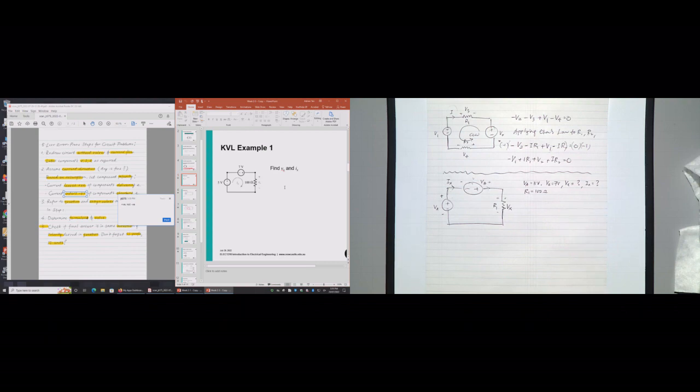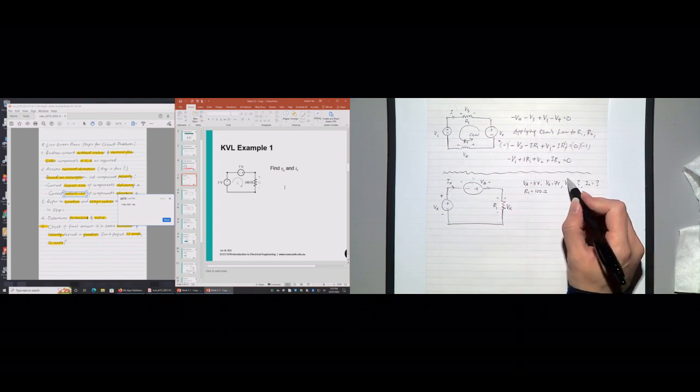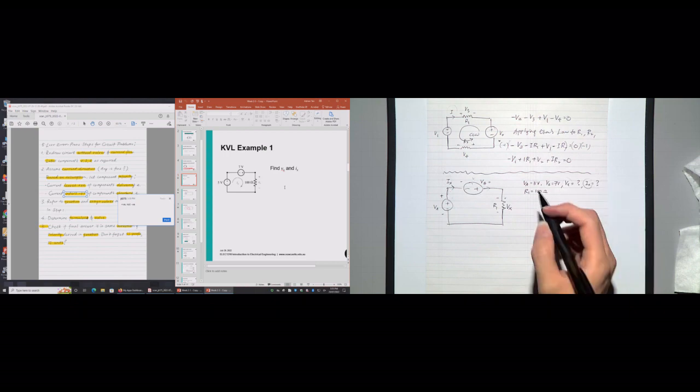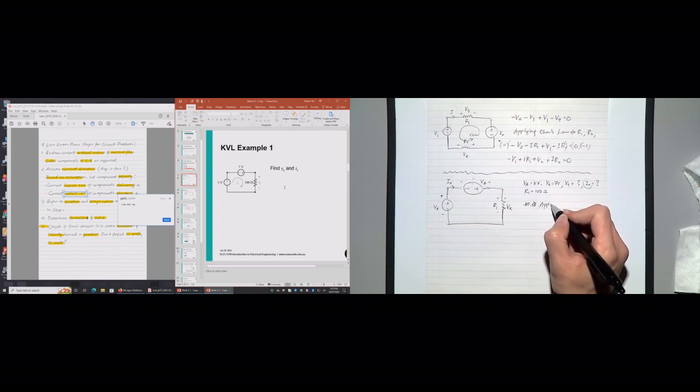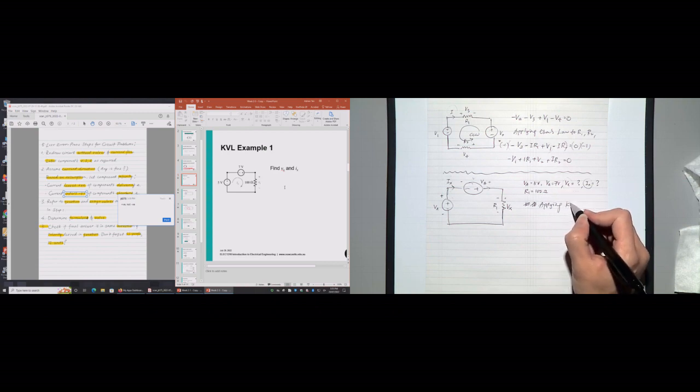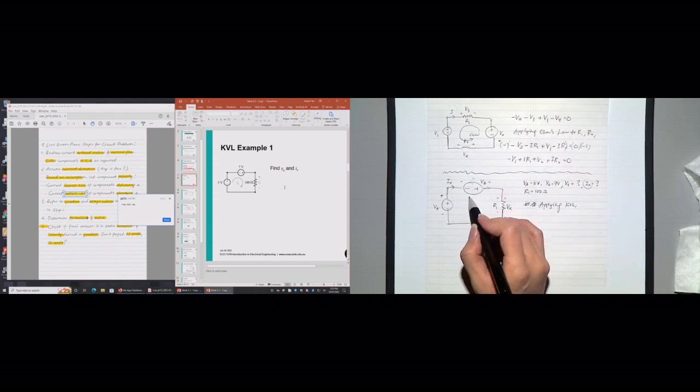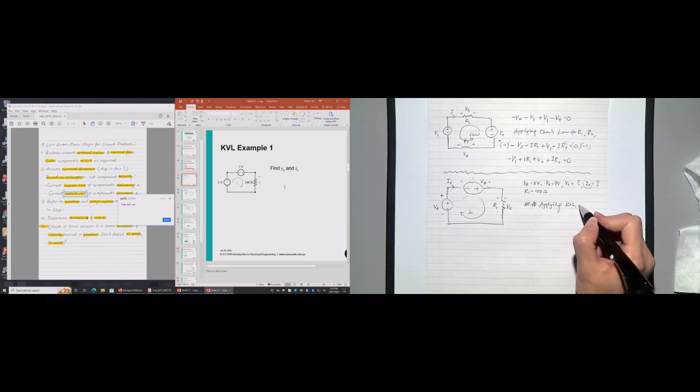So today we will be using Ohm's law and Kirchhoff's voltage law to find these two values, Vx and Ix. We can use Kirchhoff's voltage law first. Applying KVL, of course, you need a loop. Let's have a clockwise loop today. I call it loop 1. Apply KVL around loop 1.